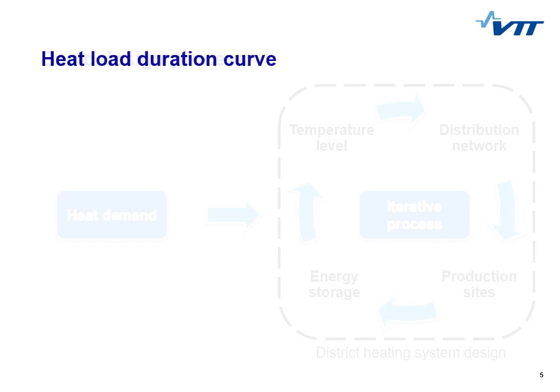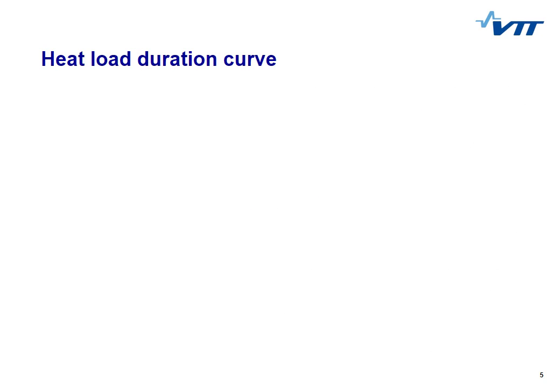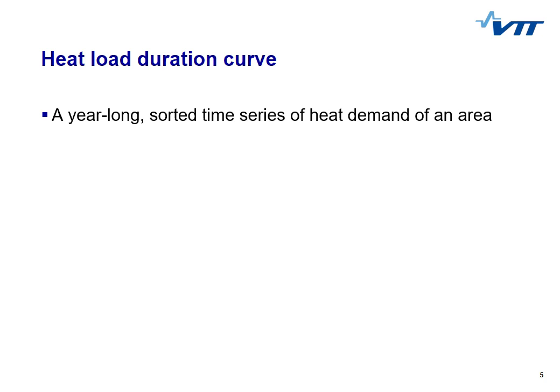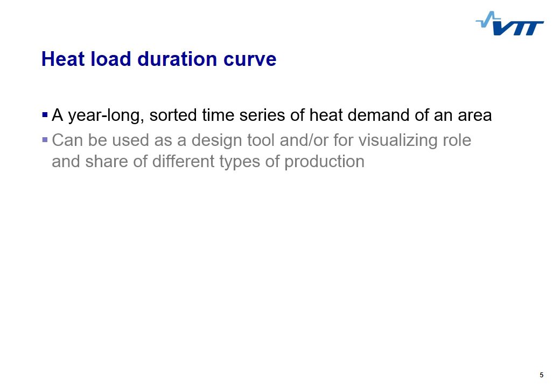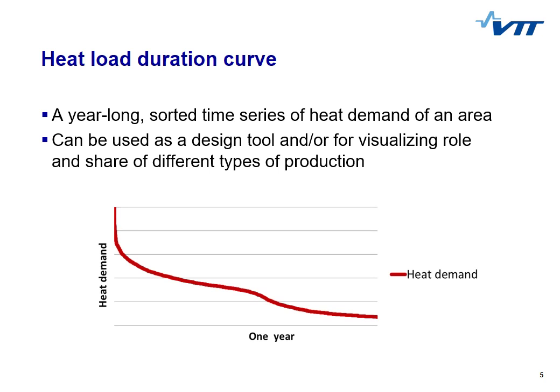So heat load duration curve is one method that can be used in designing of production for a district heating system. It is a year-long hourly time series sorted from highest to lowest value. It can be used for evaluating reasonable capacities for different kinds of production technologies and/or as a visualization of the design. The process starts from the sorted heat demand time series, the demand to be satisfied.